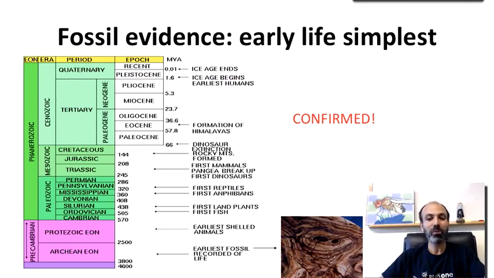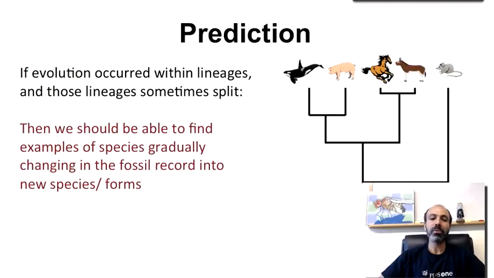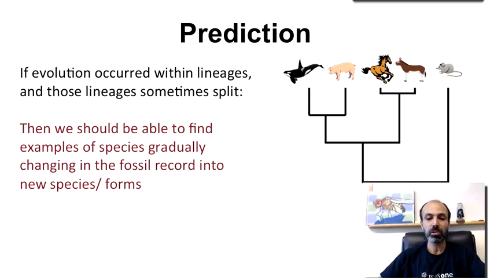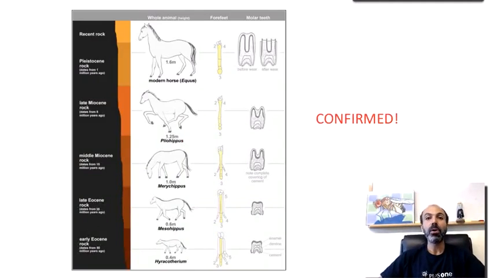So that's one prediction fulfilled. Here's another one. If evolution occurred within lineages, and those lineages sometimes split, we should be able to find cases of species gradually changing in the fossil record from one form into another form. And in fact, I've actually already shown you the answer to this in the case of horse evolution.